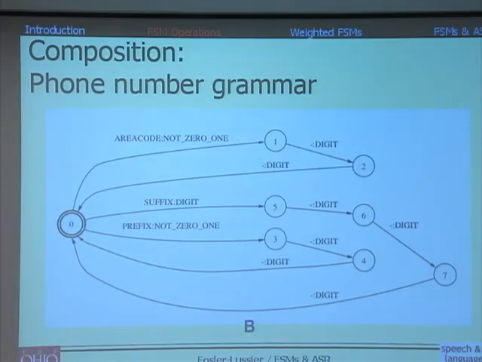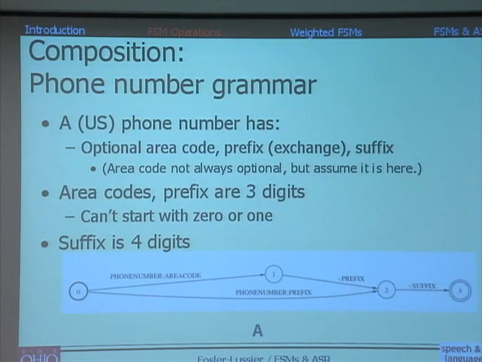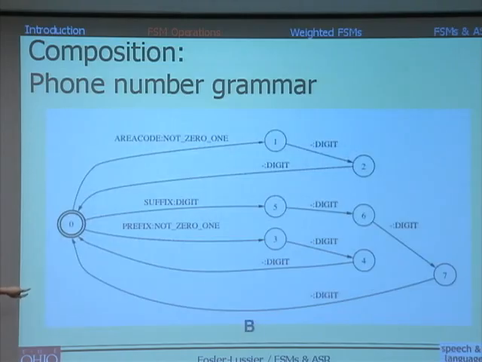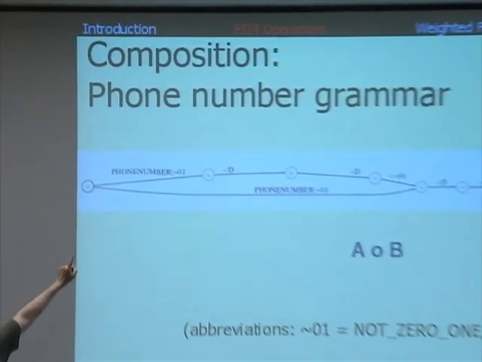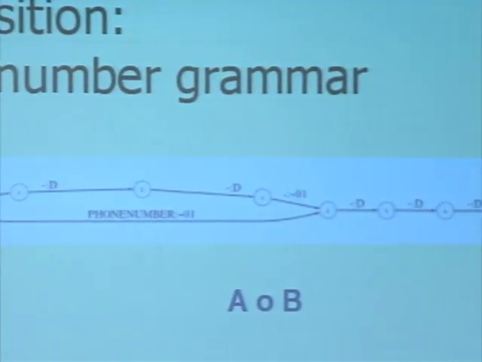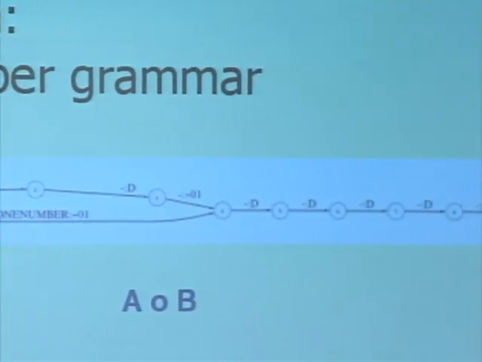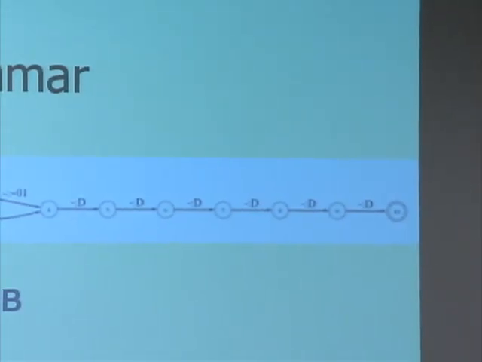As does not 0, 1, right? So now if I compose A, it's just my original thing, with B, you can see that basically what I've done is stretched out things so that now a phone number can be not 0, 1, digit, digit, not 0, 1, digit, digit, digit, digit, digit, right? 7 digits. Or not 0, 1 followed by 6 digits, right? Okay. Everybody see how that transformation happened?